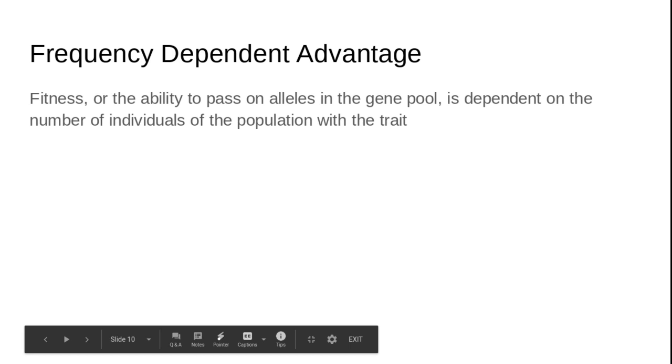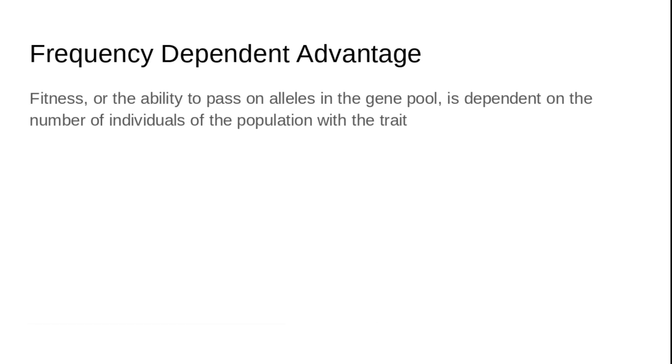Okay, frequency dependent advantage. Again, just look at the name, frequency. How often is this going to be an advantage? And in this case, the fitness or the ability to pass on the alleles in the gene pool is dependent on the number of the individuals of the population with the trait.